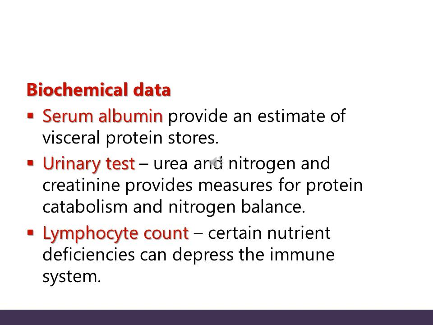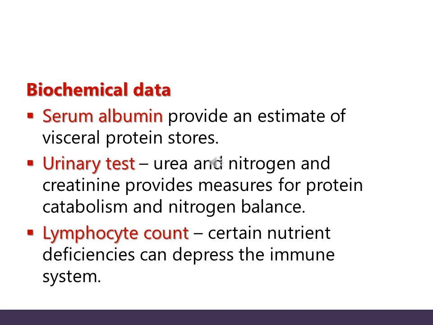If there is less protein in the visceral area, through the serum albumin test, that means that the patient is undernourished. We also have urinary tests. Urea, nitrogen, and creatinine provide a measure for protein catabolism and nitrogen balance. Remember, protein is an important source of nutrients. Through urinary tests, you will know that the patient is adequately nourished if the amounts of urea, nitrogen, and creatinine are within the normal level. That means there is a nitrogen balance.